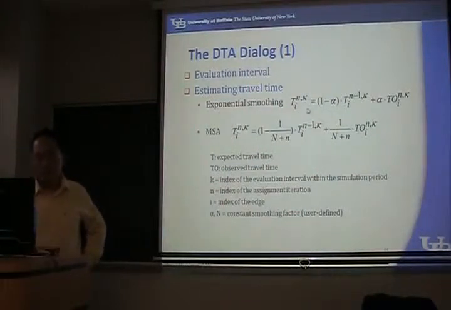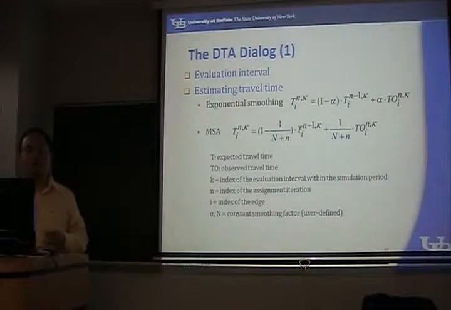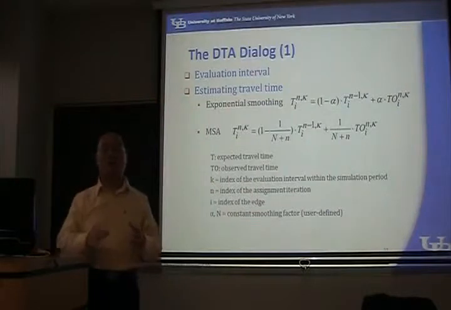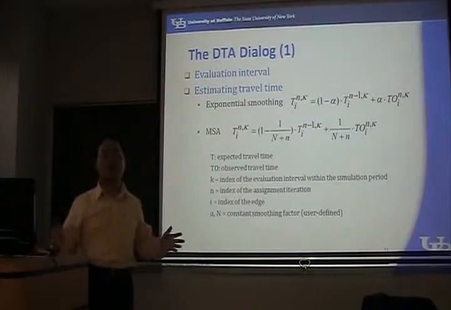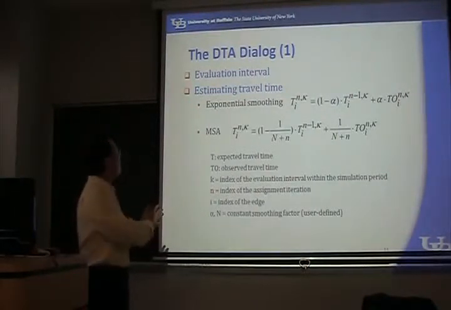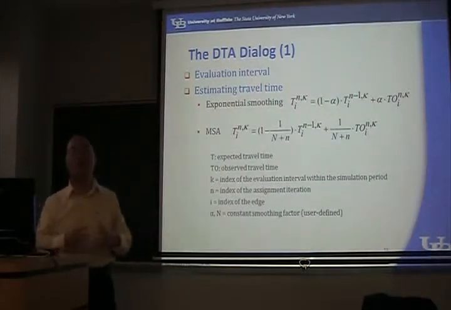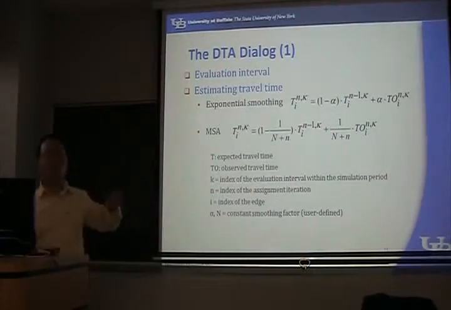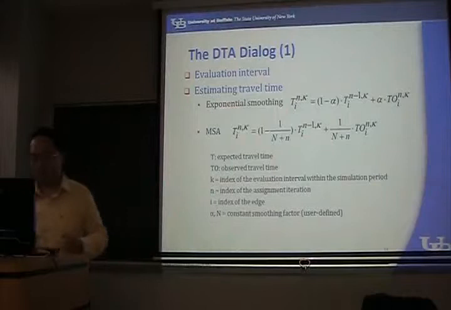Time interval? Yes, this is being used in the next iteration. Next iteration or next evaluation interval? No, next iteration. So each evaluation interval is treated in the same way for each run. For example, we have several intervals. That means we are going to perform dynamic assignment several times in this run, in this iteration. And this function is used for calculating the travel time between iterations, not intervals.